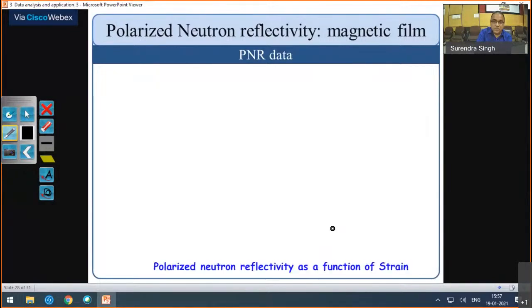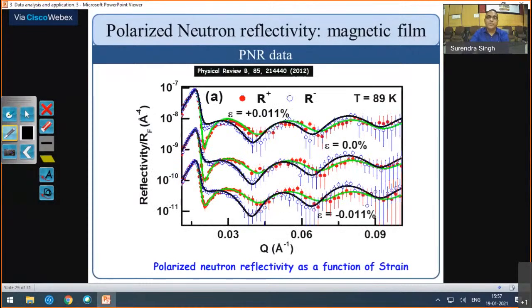And you see, this is polarized neutron reflectivity while warming the sample for three cases. This middle one is when there was no strain. The bottom one was when there is a compressive strain, and the top one is when there is a tensile strain. And you can see the difference between the spin up and spin down reflectivity is changing. Maximum difference is there when there is a compressive strain. It decreases when there is no strain, then it further decreases when we apply a tensile strain.